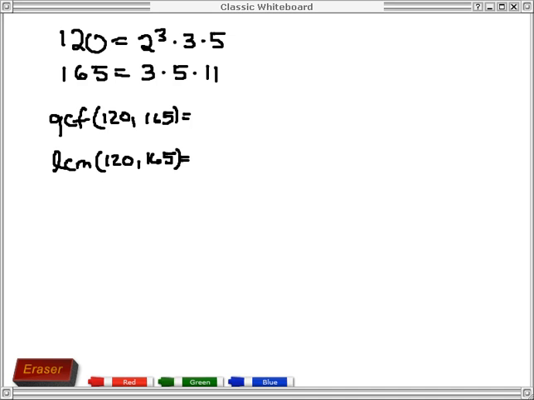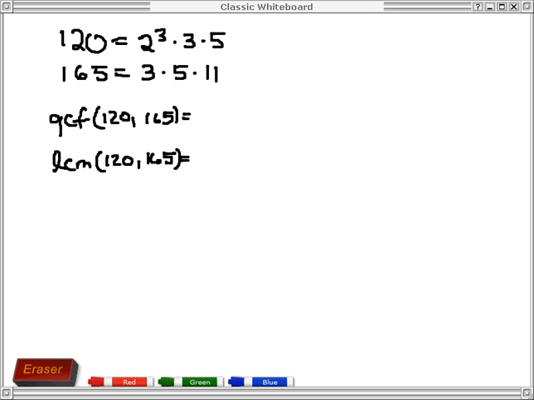So in our last video, we found the prime factorizations of 120 and 165, which I've copied over up here. So we get 120 is 2 to the third times 3 times 5, and then 165 is 3 times 5 times 11. Now I want to use those prime factorizations to find the greatest common factor and the least common multiple. So if I'm looking for the greatest common factor of 120 and 165, again, I'm looking for any numbers that divide into both 120 and 165.